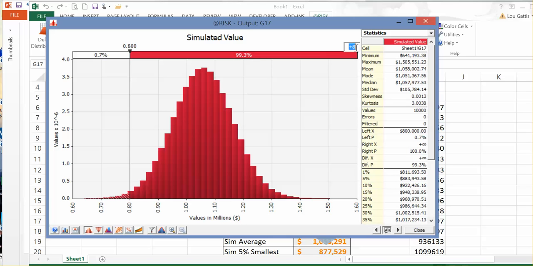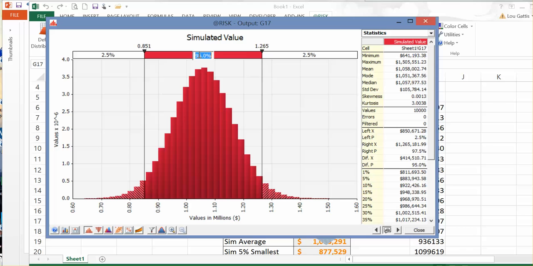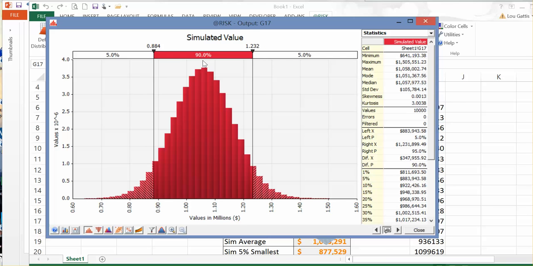You can also look at the probability that the portfolio is worth $1.2 million next year. That's about 9%. I can get my 95% confidence interval. So I'm 95% confident the value is between $850,000 and $1.2 million. I can do a 90% confidence interval. So with this histogram in @RISK, you can calculate the probability of any value, or the confidence interval between two values, or you can calculate your VaR by making it a one-tailed test and getting, say, a 90%.